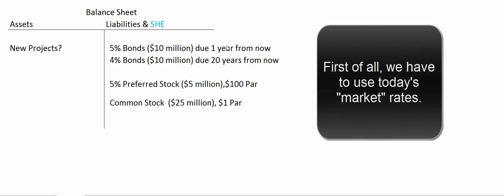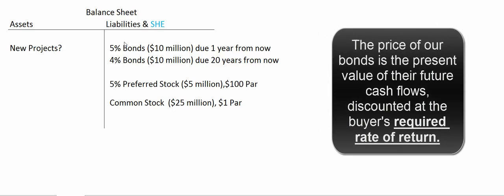First thing is we have to use market rates. These bonds may have been issued 20 years ago. These bonds may have been issued 5 years ago. So we don't know if we went out to borrow money today, how much we would have to pay in interest. But we can go out and look in the bond market and see what these bonds are trading for. And that'll give us a good idea of the required interest rate that bond purchasers would require if we were to sell bonds today.